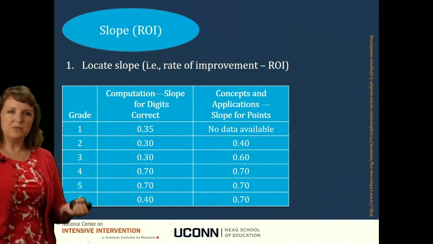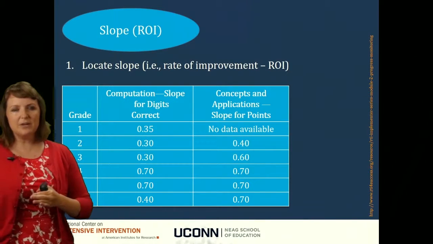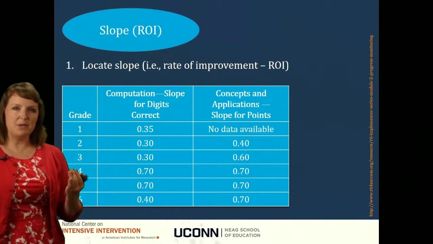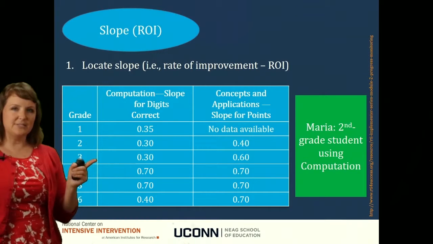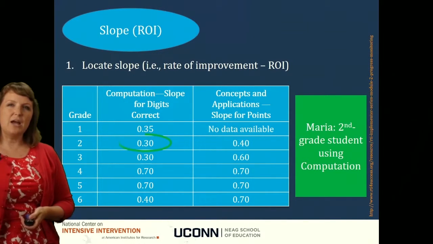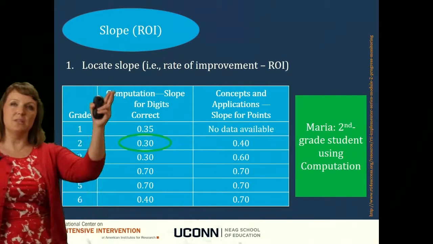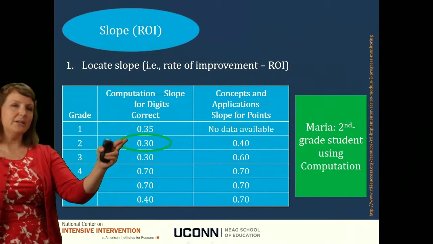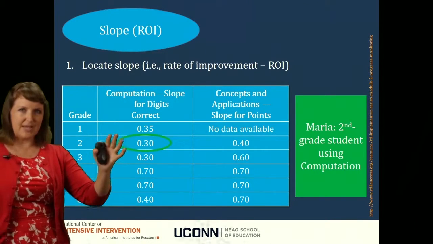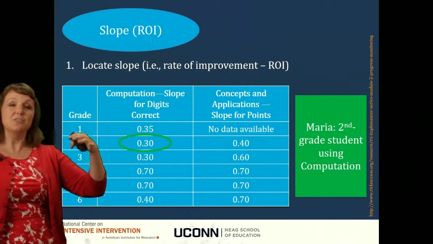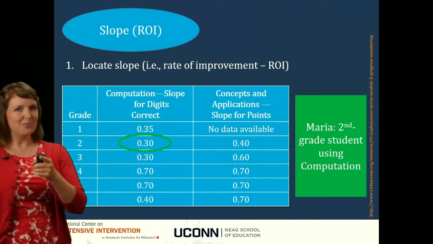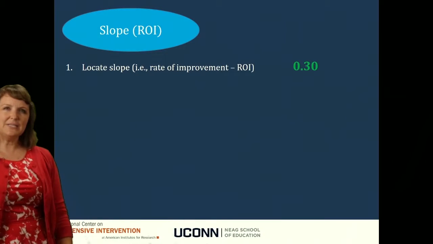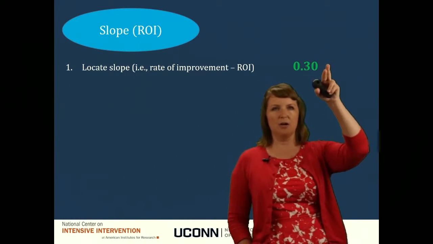So here are some typical slope data. Remember, it's going to vary from progress monitoring measure to progress monitoring measure, but this information should be provided to you. Now remember, Maria is a second grade student using computation. So the average slope for a second grade student when they are using a computation measure is 3/10. Now mathematically, I want to say 3/10. I may slip today and say 0.3. You can see it's the combination of formal math language and informal math language, which we'll talk about in a later module. So I want you to keep this 3/10 in your mind. So 3/10 is the slope for a second grader like Maria.